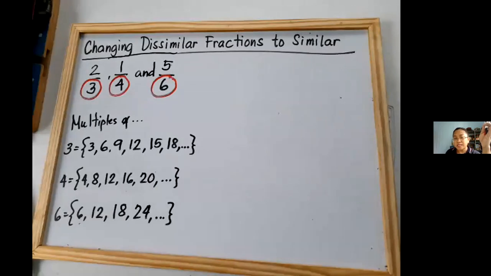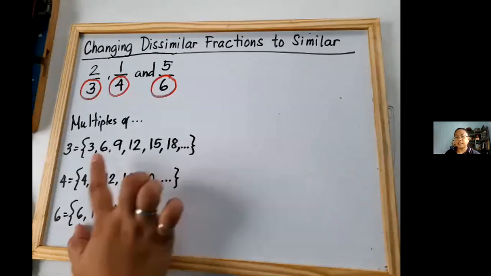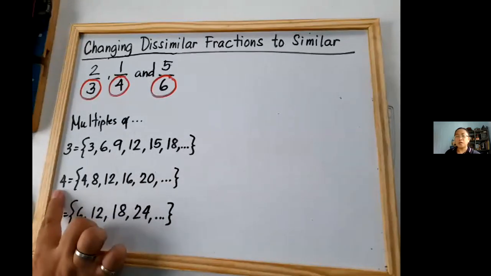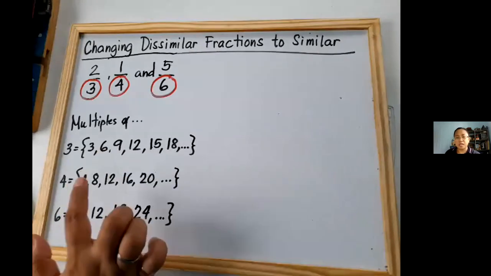So dahil tatlo yung inyong listahan ng multiples, dapat ang kukunin ninyo na common yung meron silang tatlo. Ulitin ko ha, bawal ang iwanan. Kailangan pare-pareho silang tatlo na meron. Okay? So, in the case of 3 and 6 na pareho silang may 6, hindi niyo pwedeng kunin yan na LCD. Bakit? Kasi yung 4, wala siyang 6. Okay? Walang 6 yung 4. So, hindi pwede si 6. Kailangan meron yung 3, meron si 4, meron din si 6.